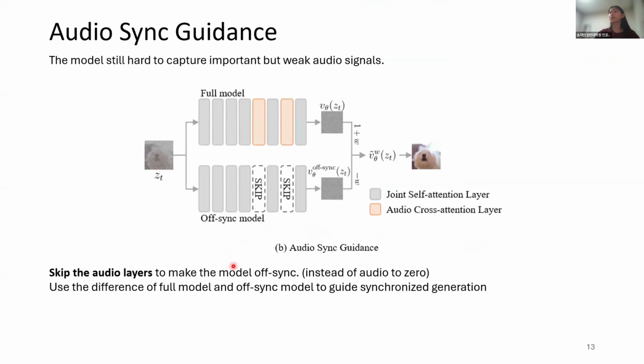Even though we use that motion-aware loss, the model still has a hard time capturing important but weak audio signals. So we propose audio sync guidance, which skips the audio layers to make the model off-sync, and uses the differences between the full model and the off-sync model to guide synchronized generation.